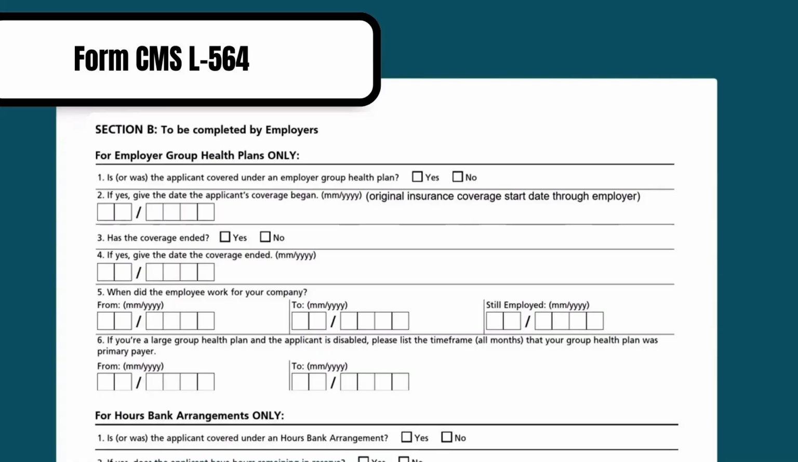Moving on to number 5, these are the dates that the employee worked with the company. The first field is when the employee started work with the company. If the employee has already left the company, this would be the date that the employment ended. If the employee is still employed, this month and year should be the month and year that this form is being filled out. So there will always be 2 of these being used.